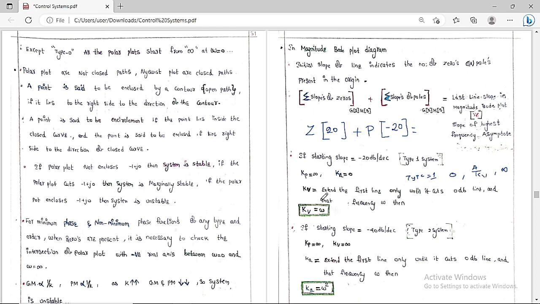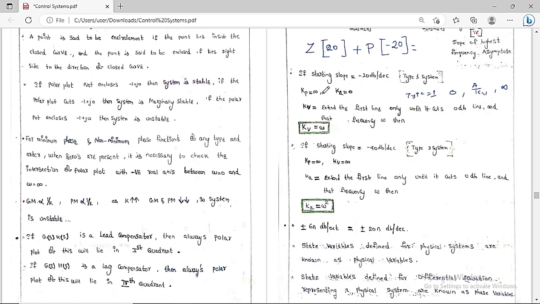Kv is nothing but, extend the first line until it cuts the 0 dB line, and that frequency omega is nothing but Kv. So therefore we can say if the starting slope of the mapped Bode plot is equal to minus 20 decibels per decade, it indicates there is one pole at origin. So therefore we can say it is a type 1 system.